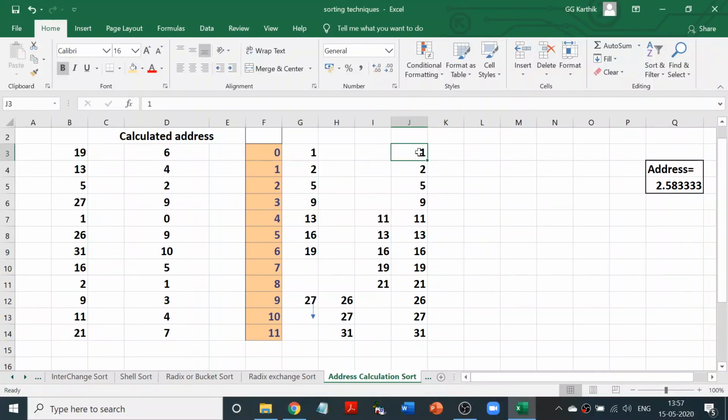Can you see? Yes, this is called as address calculation sort. So let me repeat the address calculation sort. We first calculated something called as an address, highest number divided by the number of elements. Using that address, we divided that address with all these elements. Okay, so every element divided by the address, you got these addresses, calculated addresses.